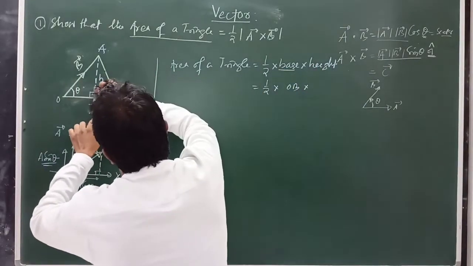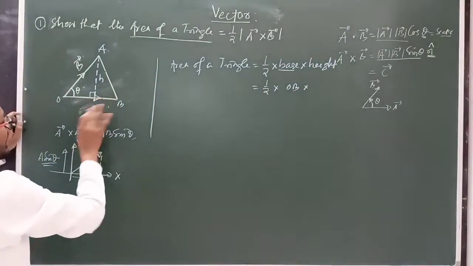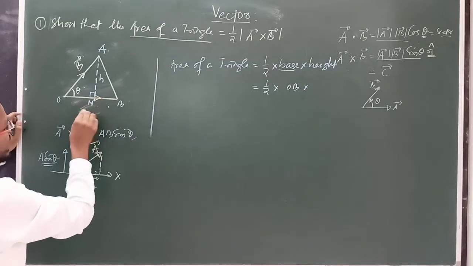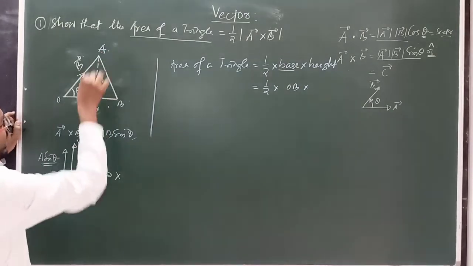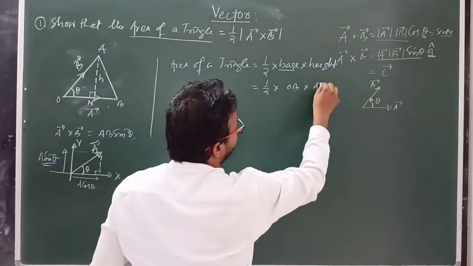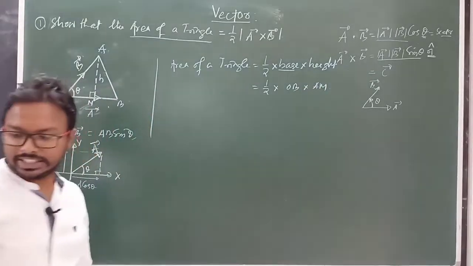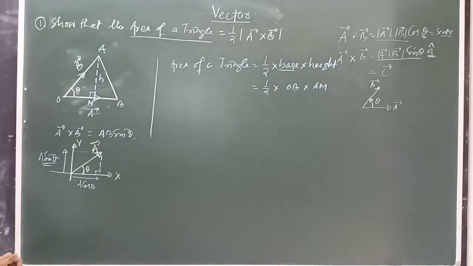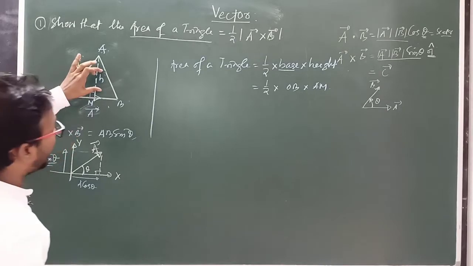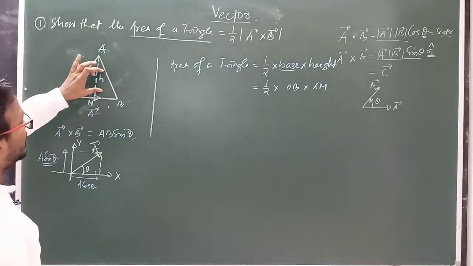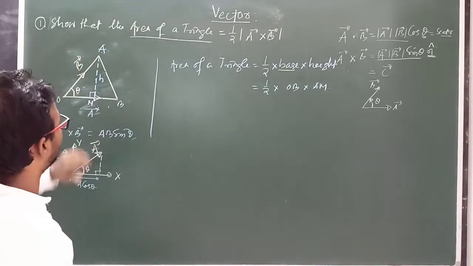What is height? Suppose I am writing at this point M, this is vector AM. So we have to find here AM, only magnitude. Clear? Okay. Now let's start. How can we find this height h? Our aim is to find the height h of the triangle.